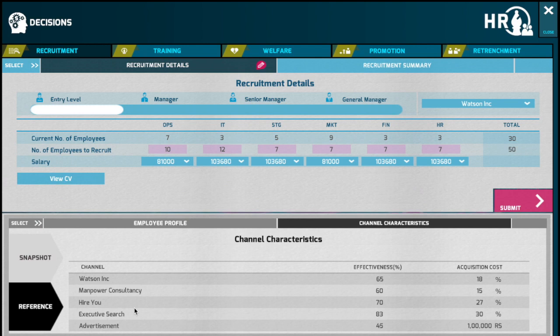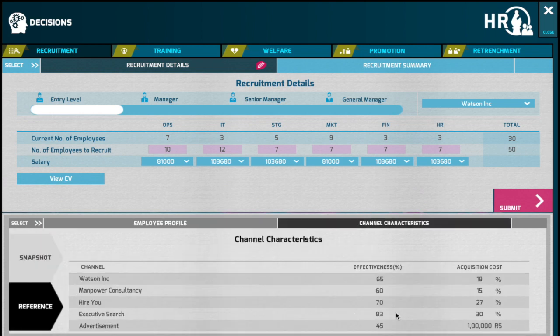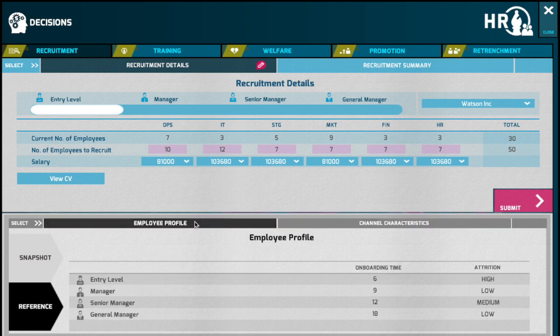To check the details of the acquisition cost that you would incur and the channel characteristics, please go to Reference and click on Channel Characteristics in order to understand a little bit more about that. Please note that the employee that you recruit might not always join on time. They would take certain time in order to get onboarded. Those details are available to you in the employee profile section.